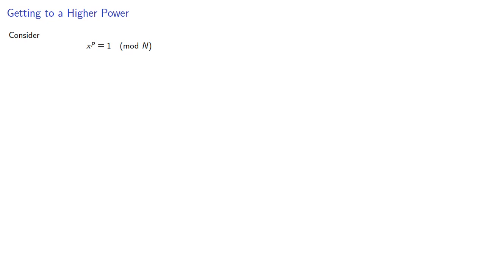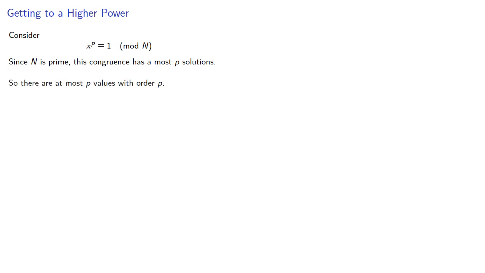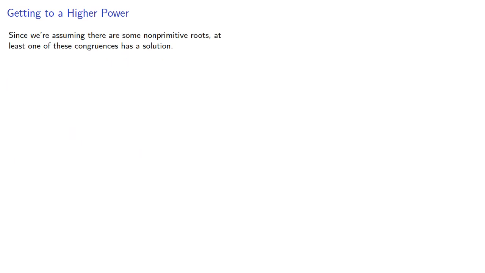So consider x to the p congruent to 1 mod n. Since n is prime, this congruence has at most p solutions, so there are at most p values with order p. Likewise, the congruence x to the q congruent to 1 mod n has at most q solutions, so there are at most q values with order q. Since we're assuming there are some non-primitive roots, at least one of these congruences has a solution. But our next step requires that they both do. Is it possible only one of them has solutions?